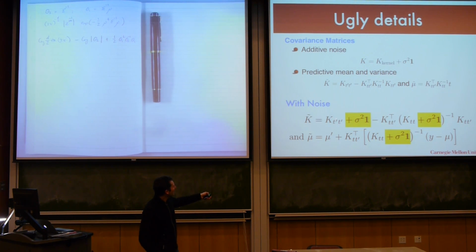But what happens here is, for this covariance matrix, you now add on the main diagonal sigma squared. Here again, for this covariance matrix, you add on the main diagonal sigma squared. That's the same matrix.